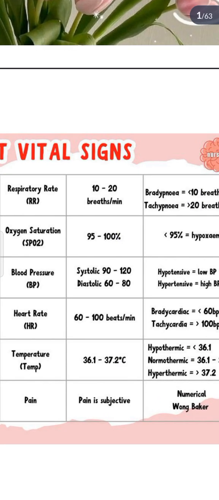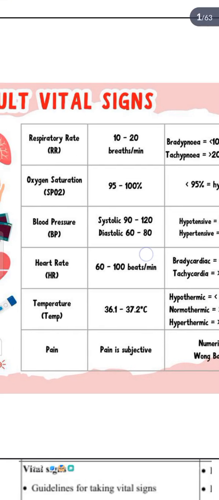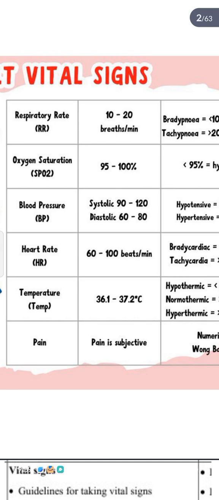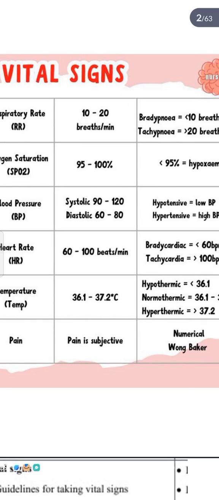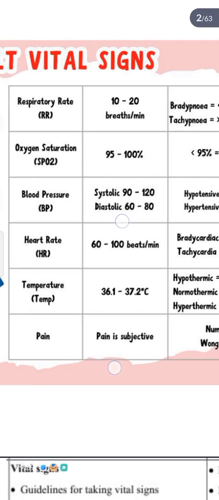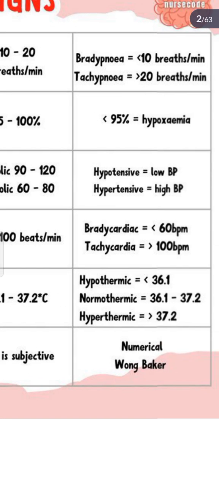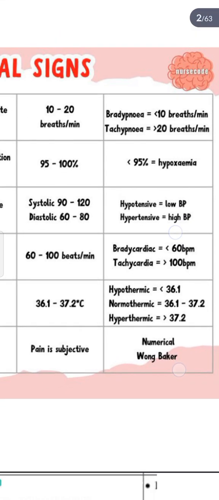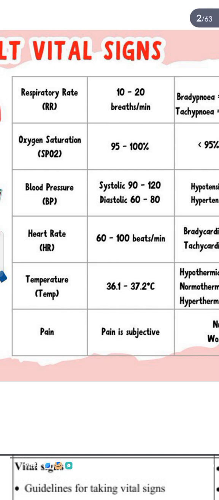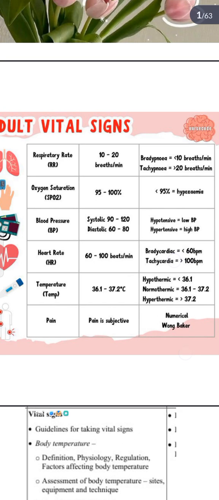Blood pressure: systolic 90 to 120 and diastolic 60 to 80. Hypotensive is low BP, hypertensive is high BP. And heart rate is 60 to 100 beats per minute. Bradycardia is less than 60, and tachycardia is more than 100 beats per minute. Temperature, you all know the normal range: hypothermic, normothermic and hyperthermic. And pain is subjective. It can be measured by numerical or Wong-Baker scales.